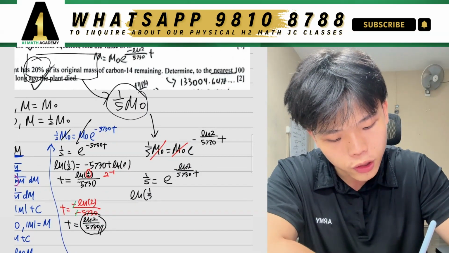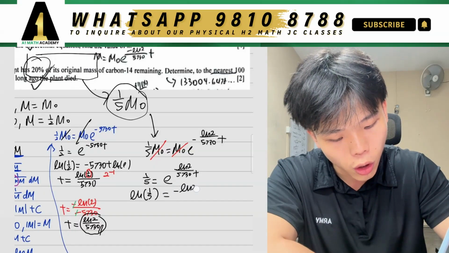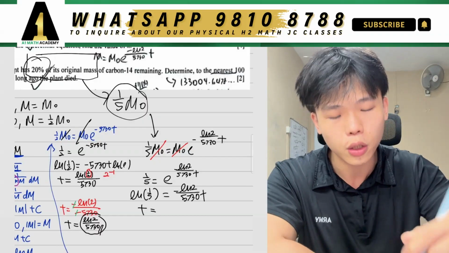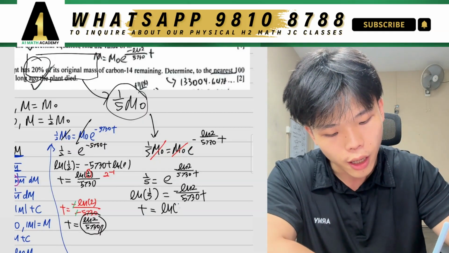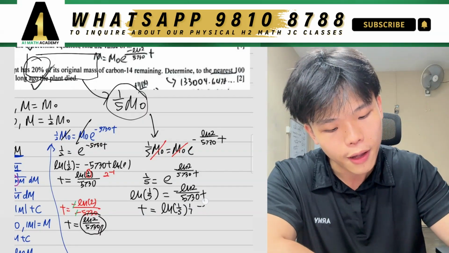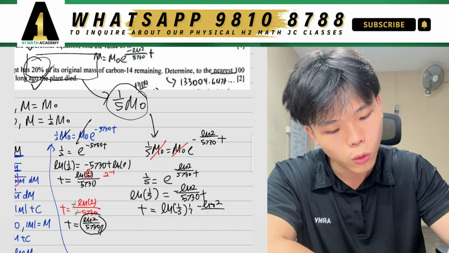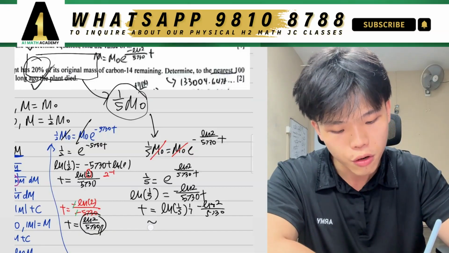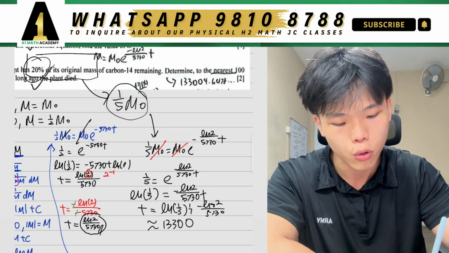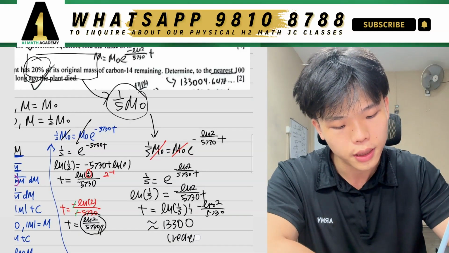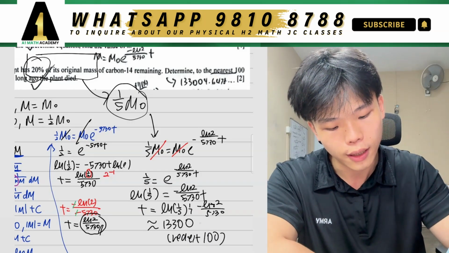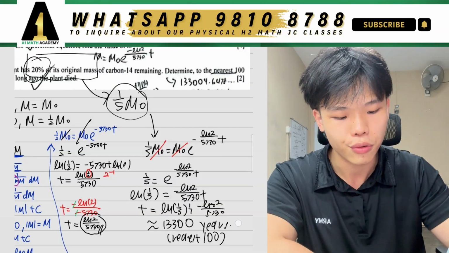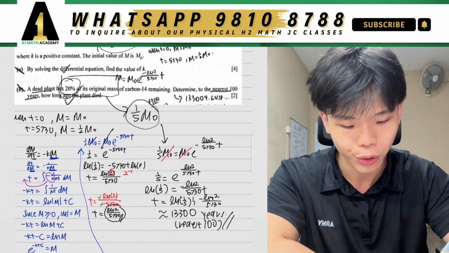Now when I take ln of both sides, I get minus ln 2 over 5730 t, and therefore t, when you divide it over, 1 over 5 divided by negative ln 2 over 5730, you get a final value which is, to the nearest 100, 13300. And therefore the final answer is 13300 years to the nearest 100, and that's the final answer to this question.